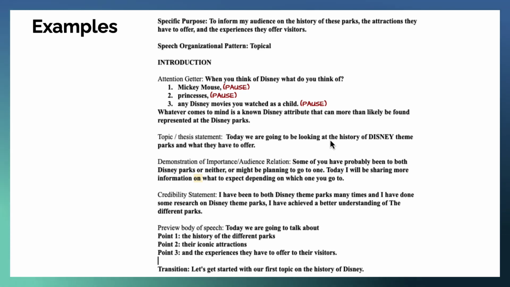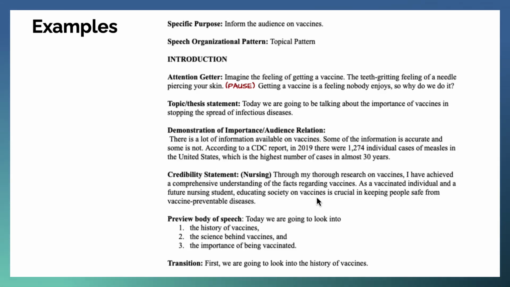I've got some examples in here of different ones students have filled out over the years. This is one about Disney World versus Disneyland, for example. There's a topical pattern. They talk about what you think of, and they actually have some subpoints in their attention getter. We're looking at the history of Disney theme parks and what they have to offer. Then they go on to talk about their credibility: they've done research, but they've also been to the parks many times, and this student's family goes almost every year. And then the main points and a transition there. It's very brief.